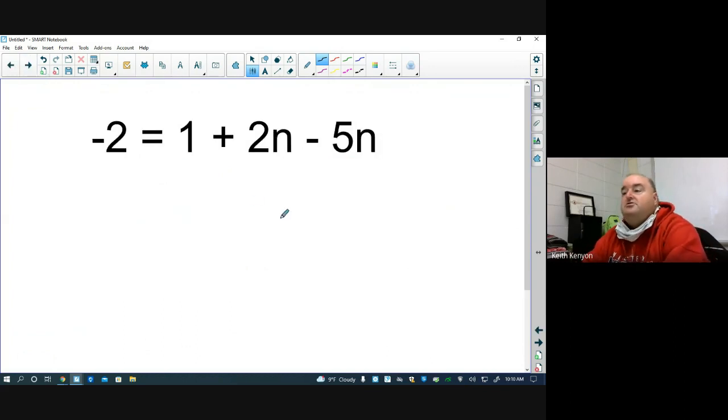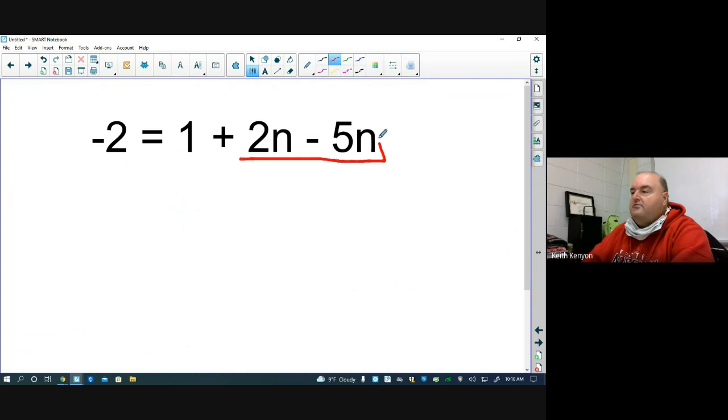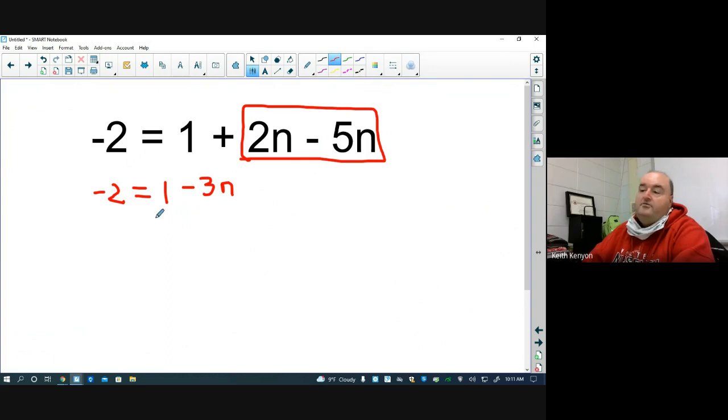So here I've got -2 equals 1 plus 2n minus 5n. In this case, I want to get the terms that are like each other combined together. I'm going to combine these two together first. So plus 2n minus 5n is going to be minus 3n. 2 minus 5 is -3, and then I have the n's with that. Now I'm left with -2 equals 1 minus 3n.